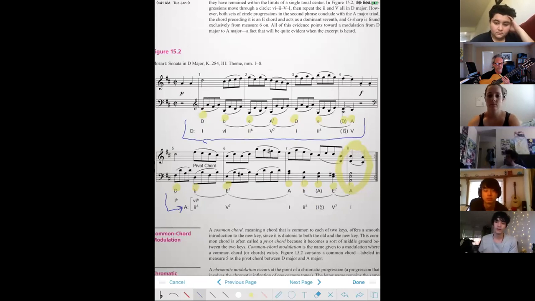What's the definition of a pivot chord? So say, for example, that we're modulating from the key of E to the key of A. We would do something like this. B, D major, B minor, 7 to A. The D major 7 would be the pivot chord.